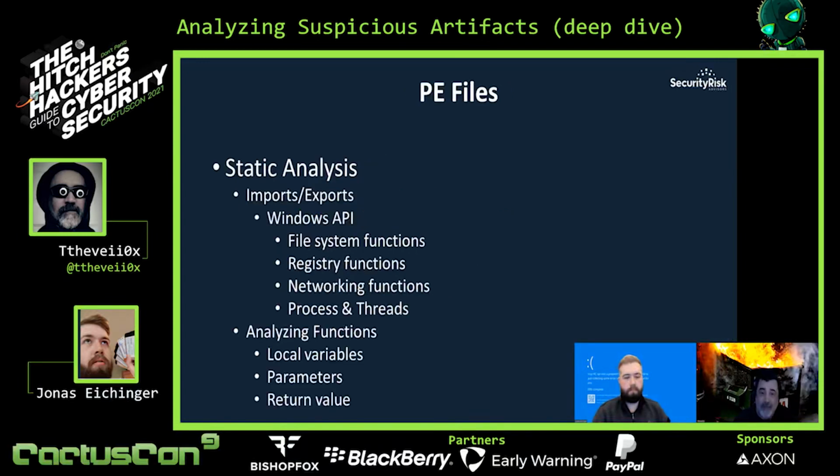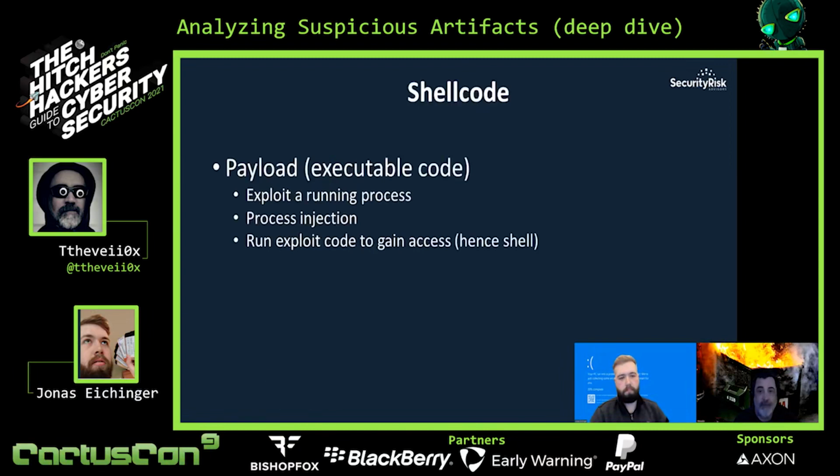A general approach we're going to take here with the PE files, so portable executable files, going to focus on static analysis, and we'll do a little bit of dynamic analysis as well. But focusing on imports and exports, focusing on the Windows API. By doing this, we can perhaps hone in on some of the functionality and capabilities within the piece of malware that we're analyzing. And we'll go ahead and move on to shellcode.